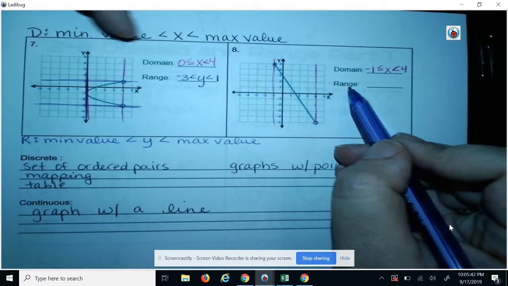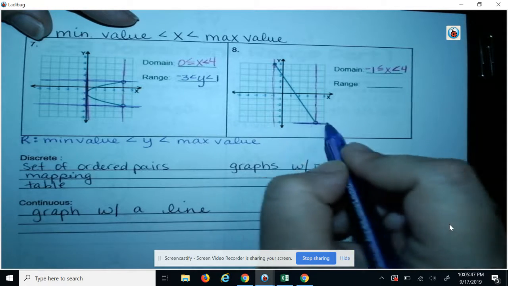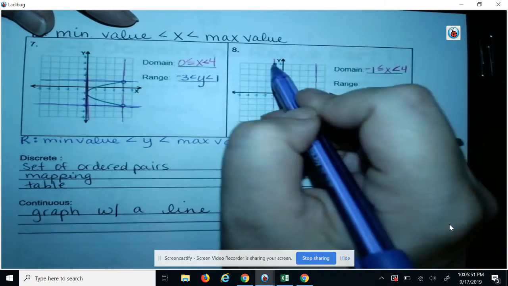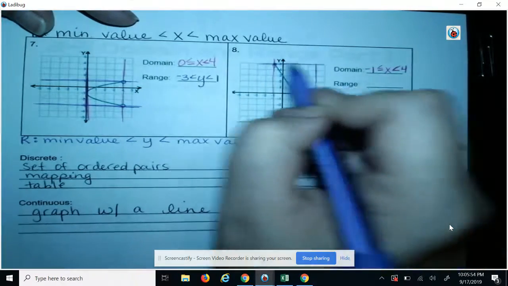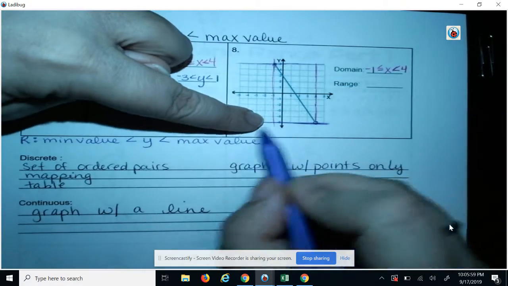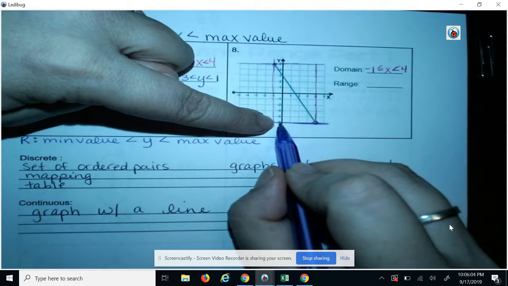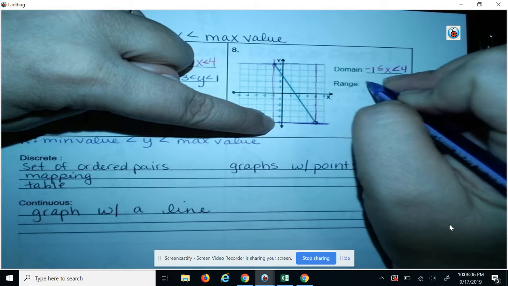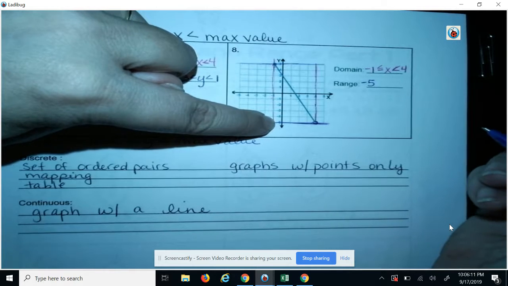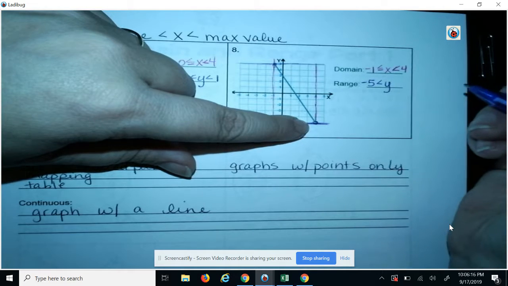Range is the y. Minimum value is how low did it go. So I'm going to box in my graph here. And maximum value is how high did it go. Okay, so my minimum, how low, right here on an open circle on the y-axis, it hits a -5. On the bottom means negative, right? Open circle means less than. Range means it's a y.